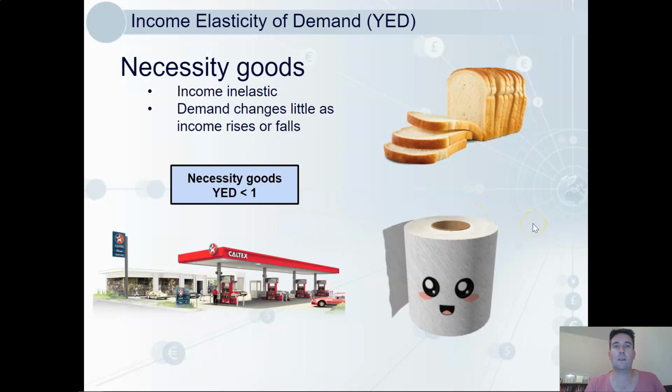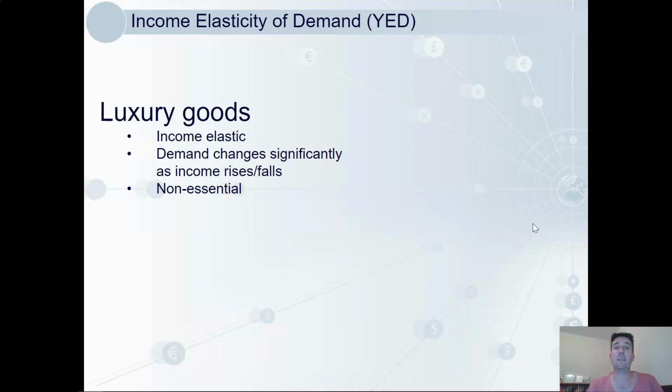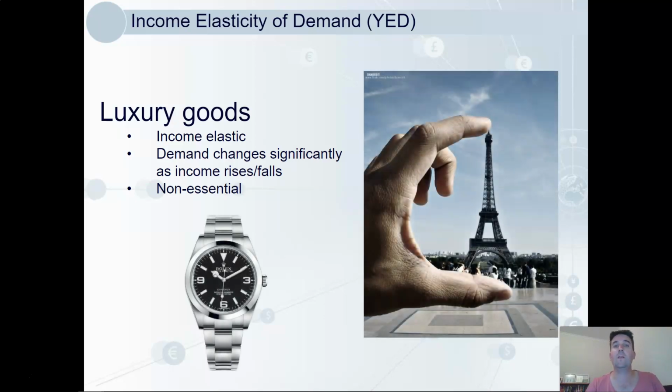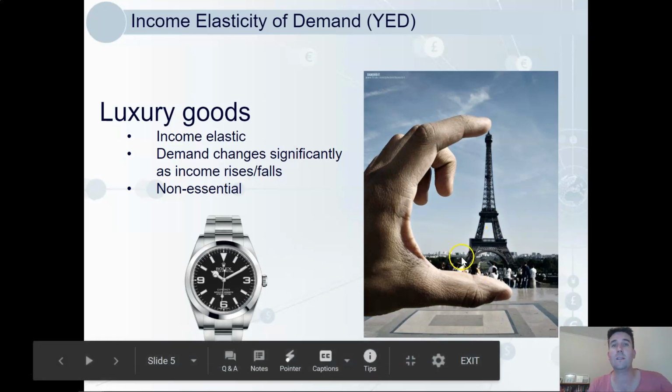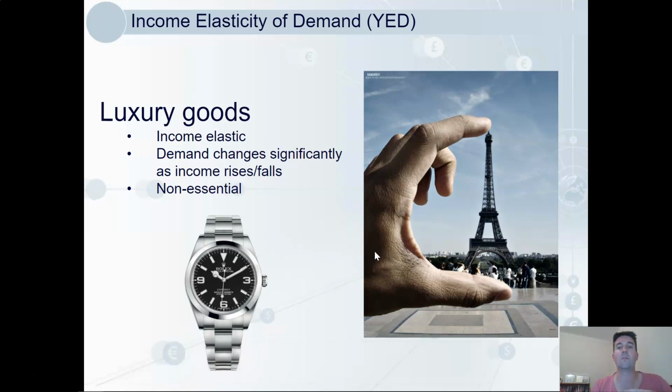Then we have luxury goods, which are highly income elastic. So the YED will be greater than 1. A small increase in income can drastically change our demand for things like overseas holidays or fancy high-end watches. And when our income decreases, these are going to be the first things that we cut out of our consumption. So it's very responsive to a change in income.